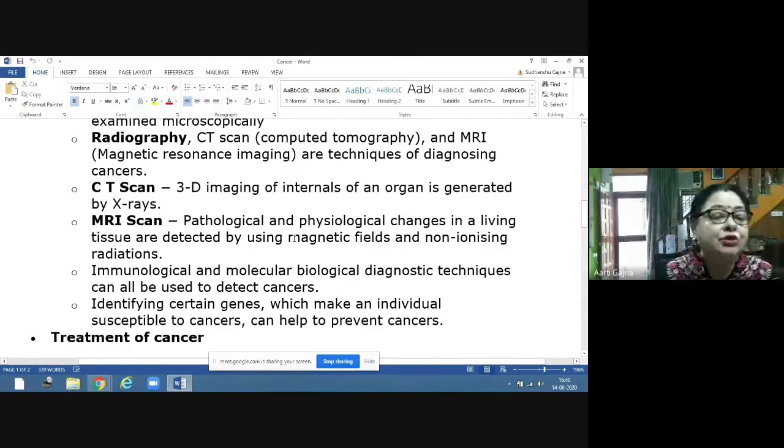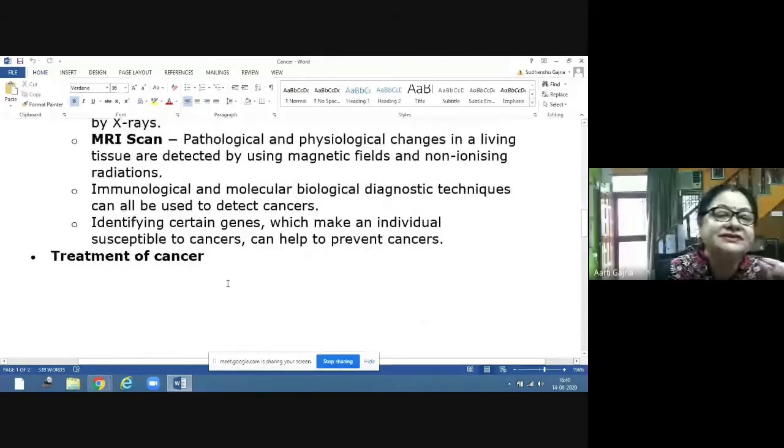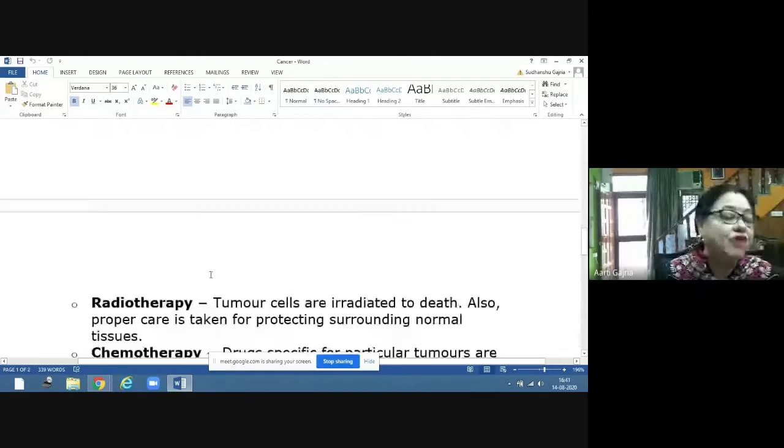Now, immunological and molecular biological diagnostic techniques can also be used to detect cancers. Identifying certain genes which make an individual susceptible to cancer can help to prevent cancer. Suppose the gene which is going to cause the cancer has been identified, so that can help in the prevention of cancers.